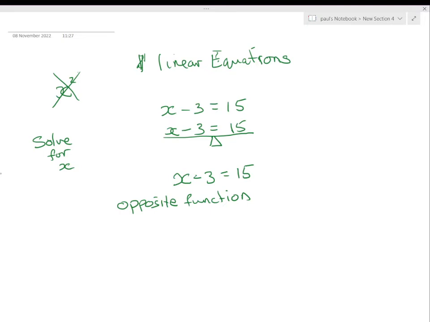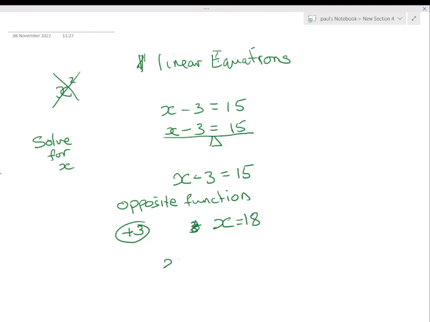So we've got a minus 3. We're going to add 3 to cancel this minus 3 out, and we'll be left with an x. Now if we add 3 to the left hand side, we must add 3 to the right hand side, which is equal to 18. So that's the answer. We've solved for x. x minus 3 is 15, therefore x is 18.